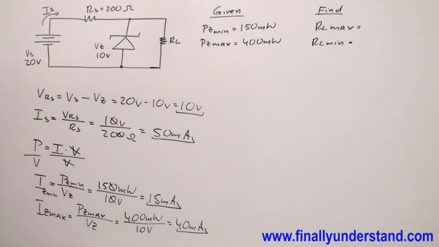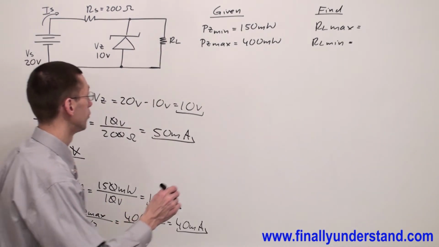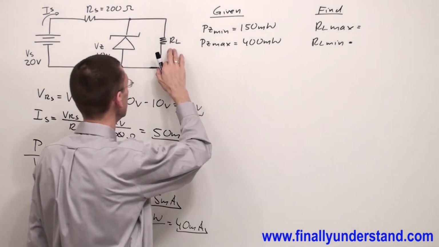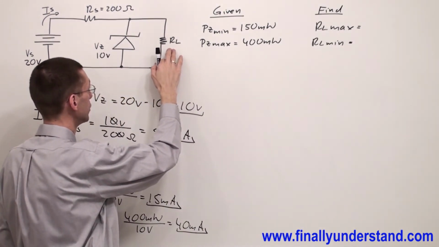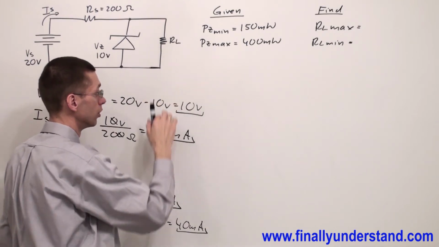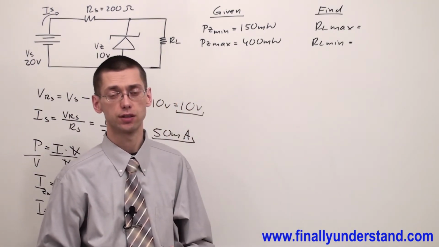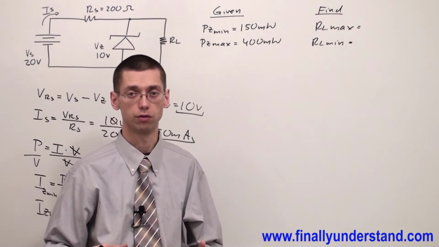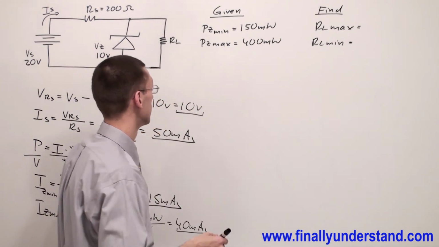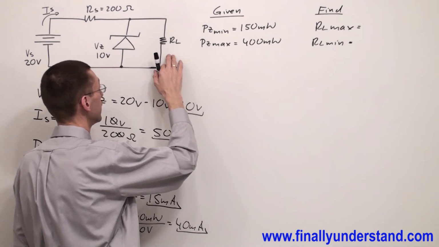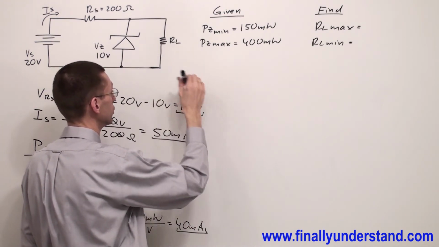Next, I'm supposed to find the minimum and maximum current which will go through this resistor. Someone is going to say why? Because the formula for resistance says resistance is equal to voltage over current, Ohm's law. So that's why I have to find the currents which will go through this resistor.